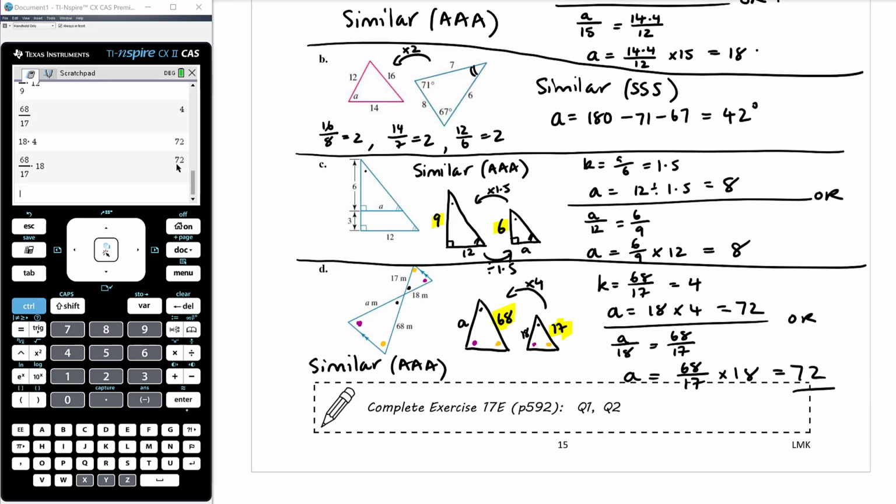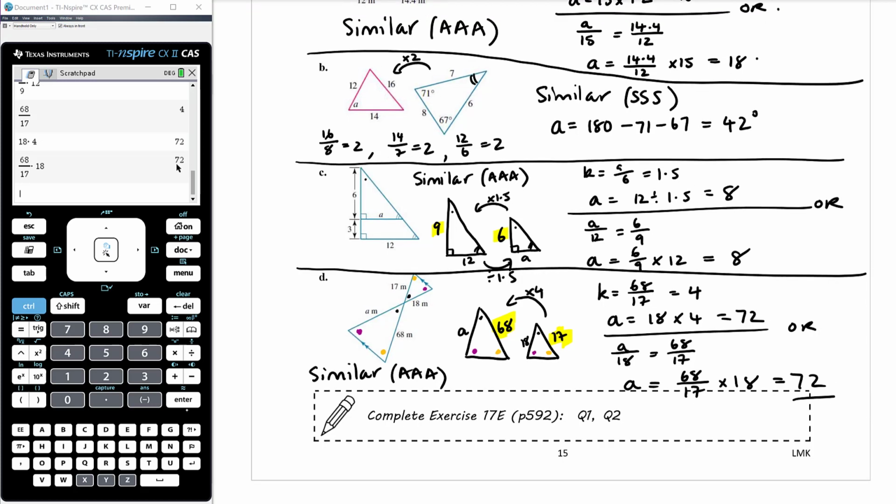Okay, exercise 17E, working with similar triangles.